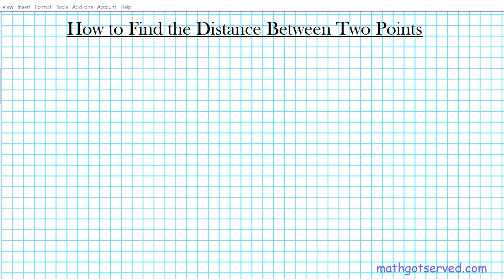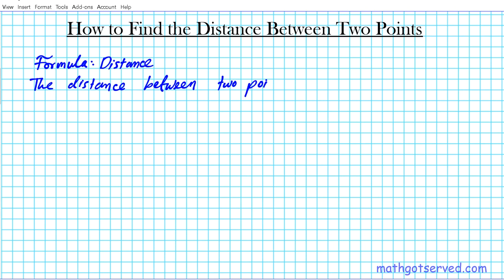Alright, to get us started, we're going to take a look at the formula that's going to guide our problem solving process. The formula that we're looking at right now is the distance formula. The distance between 2 points. Let's say the 2 points are given by x1, y1, and x2, y2.